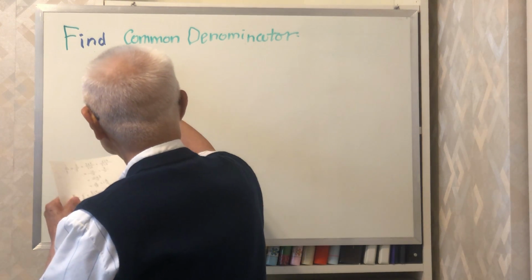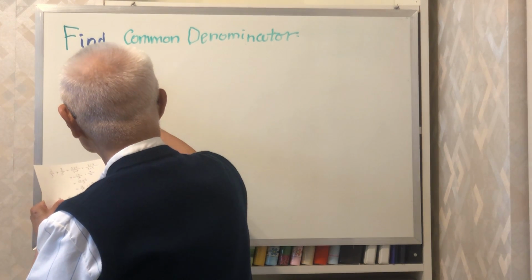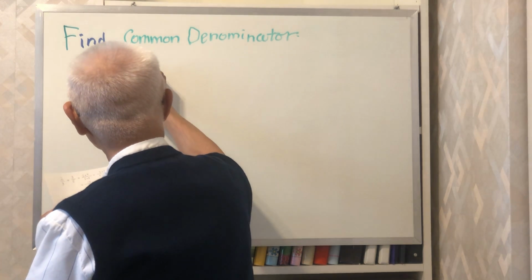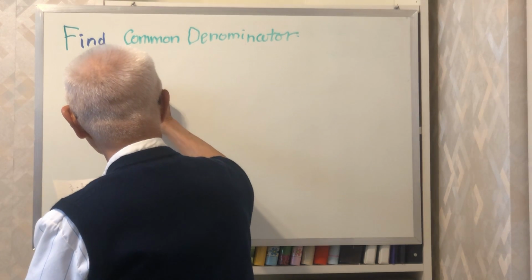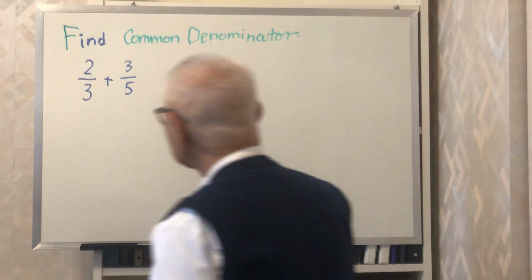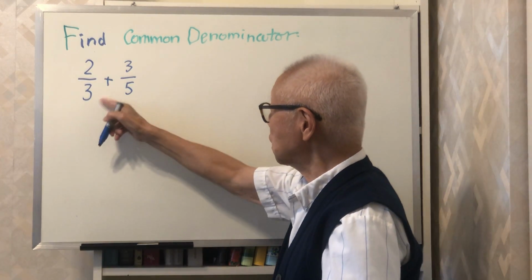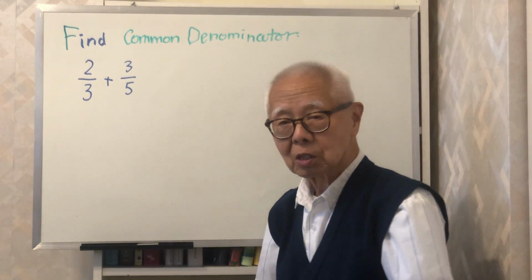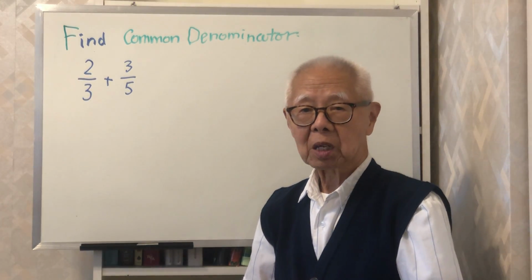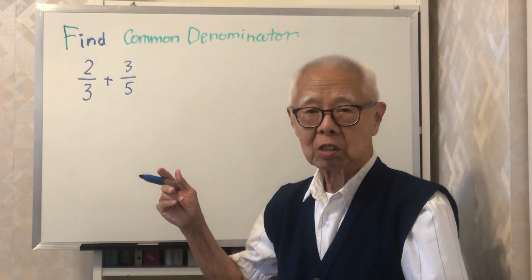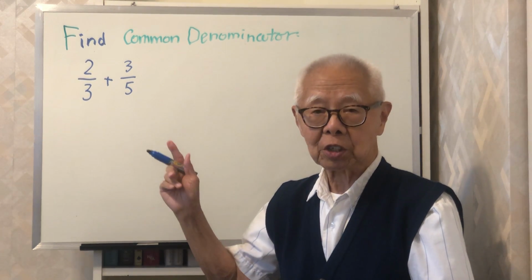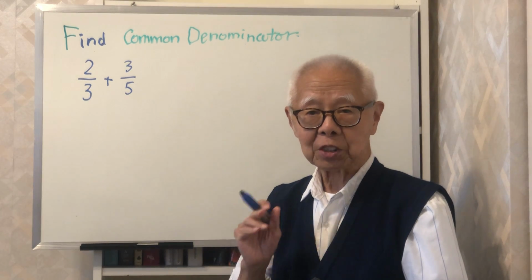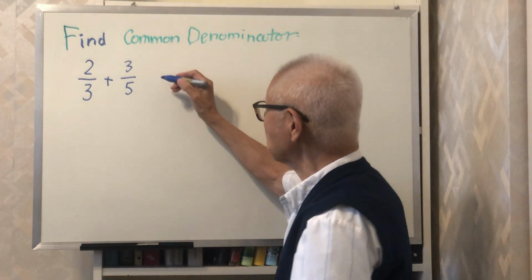Suppose I have 2 over 3 plus 3 over 5. So what is the common denominator? I think this one is quite easy. The common denominator is 3 times 5, that is 15. So we do that.